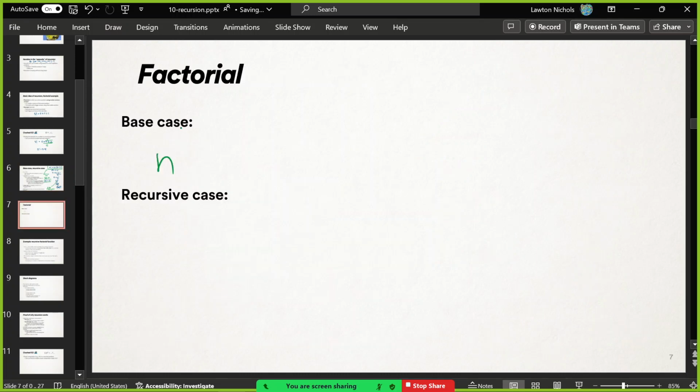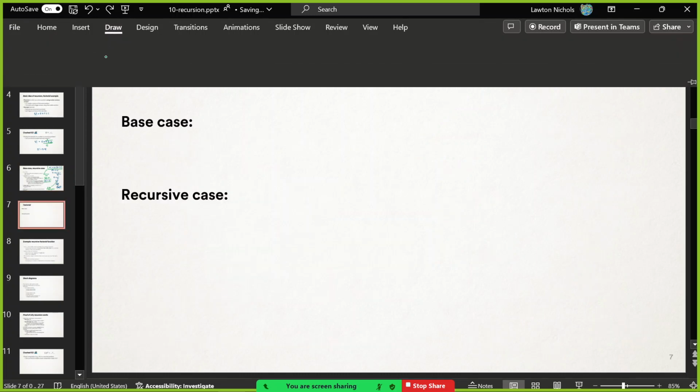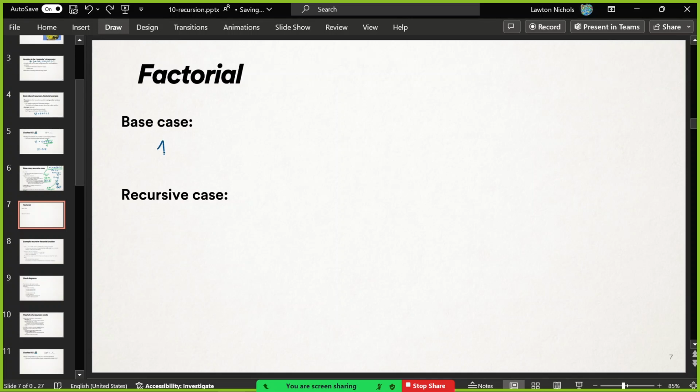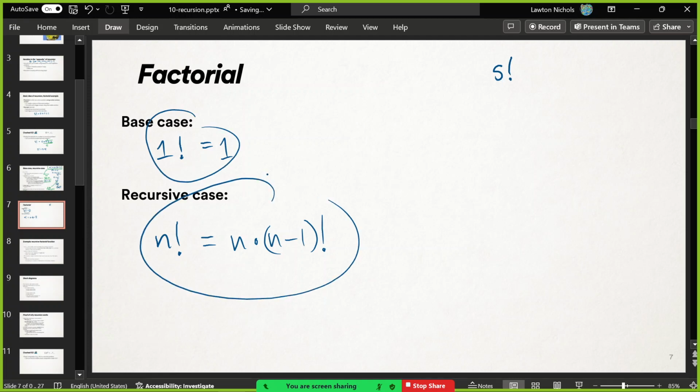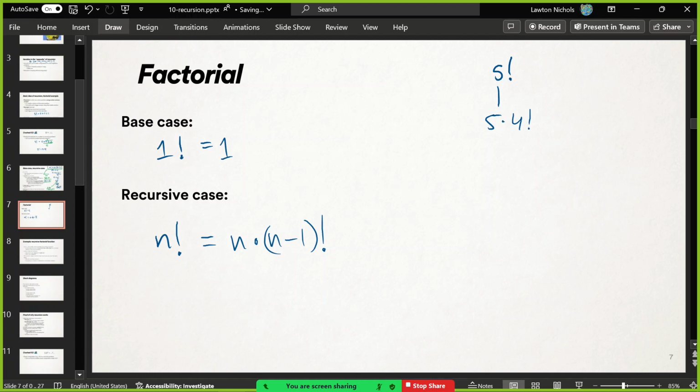So in pictures, we have a base case and a recursive case. Base case is you ask me for 1 factorial, the answer is 1. Recursive case is you ask me for n factorial for some other number that's not 1. That's equal to n times n minus 1 factorial. All right? So let me show you how both of these will compute a valid factorial. If you ask for 5 factorial, that's not 1 factorial, so we're going to run the recursive case rule. That's equal to 5 times 4 factorial.